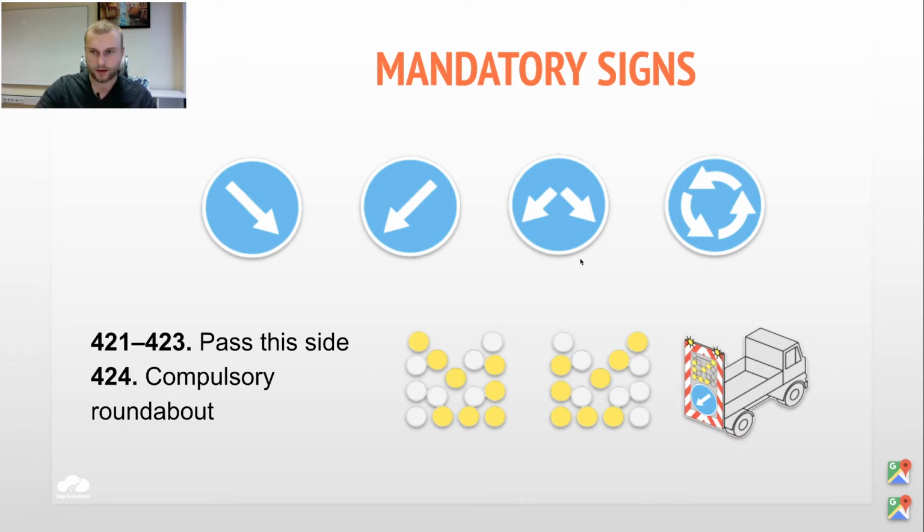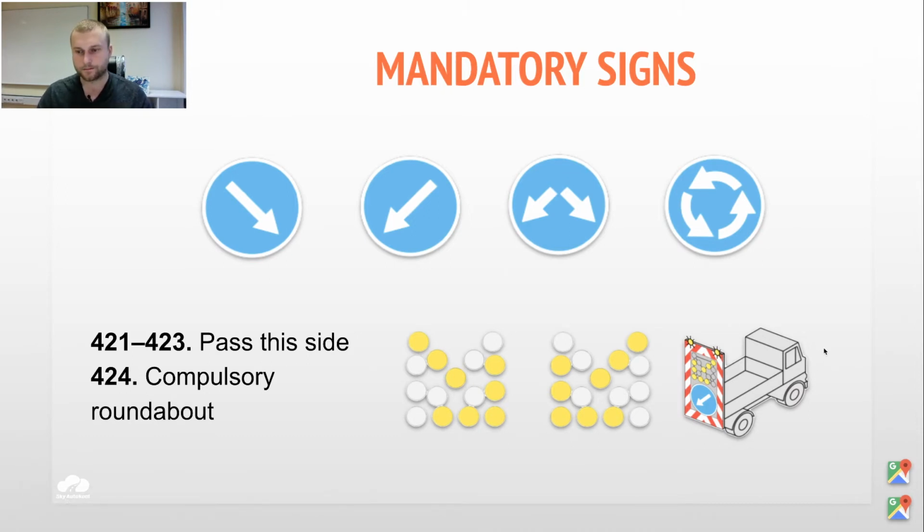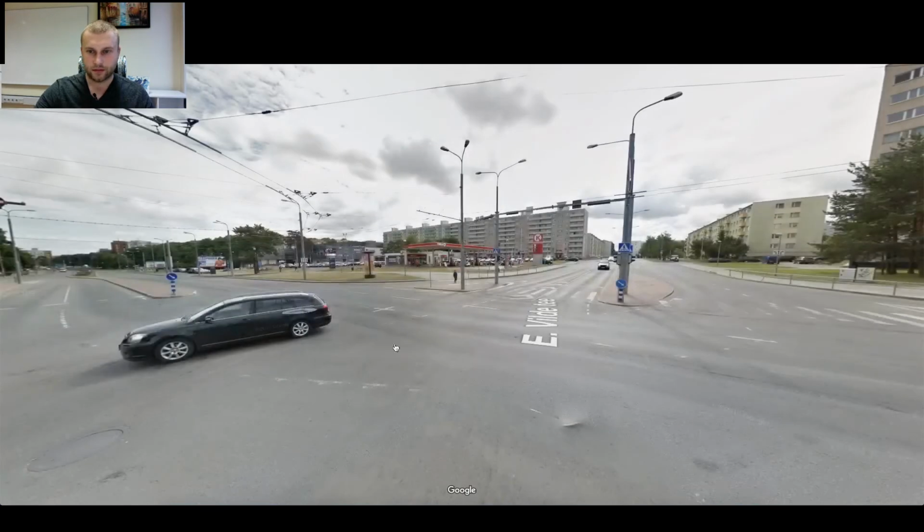And compulsory roundabout. Also, sometimes they can be electronic. You see, for example, some construction works are going on the road, and you can see construction cars also there, so they can put the signs on the cars, they will locate the right direction. So it can be electronic one or the casual one, as you see. Let's check it in the real life.